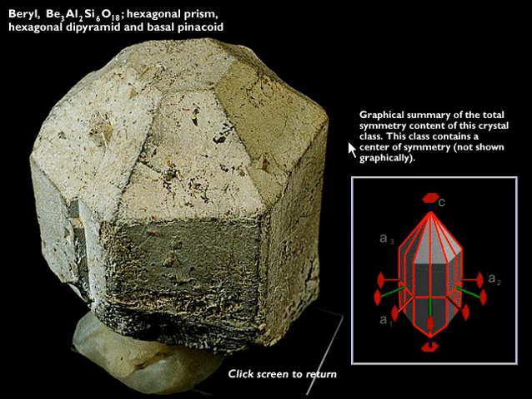So, graphical summary of the total symmetry content of this crystal class. This class contains a center of symmetry not shown graphically. Here you have the six-fold axis, and here you have the two-fold axis, and here you have a perpendicular mirror plane. Here you have a perpendicular mirror plane here and there, yeah?